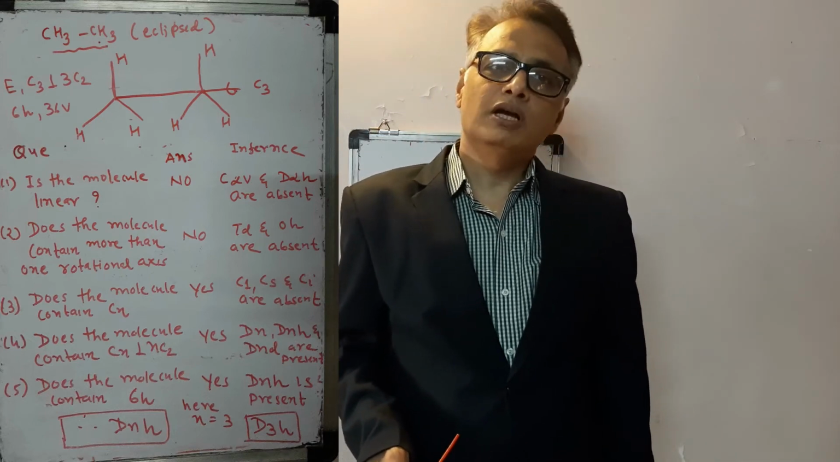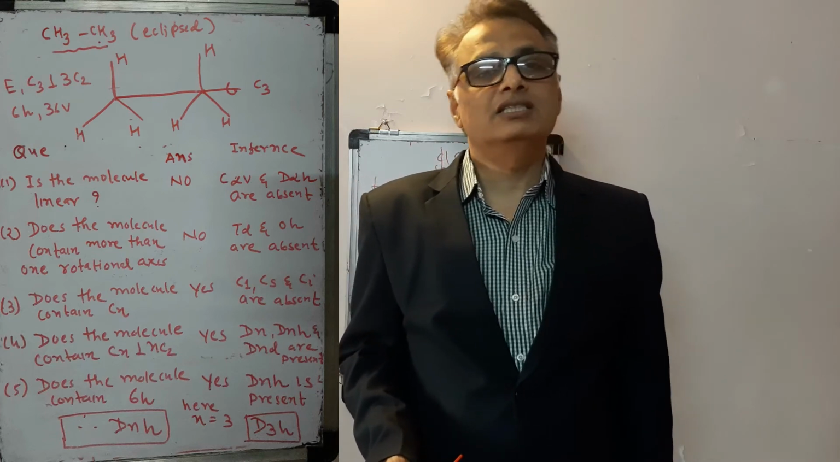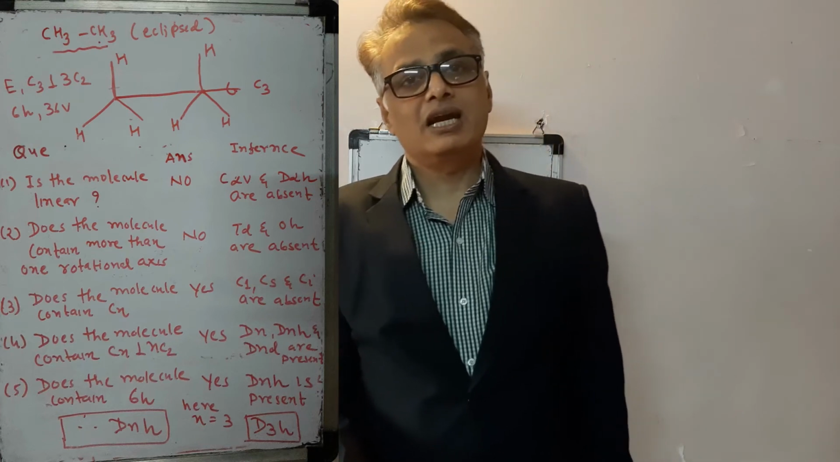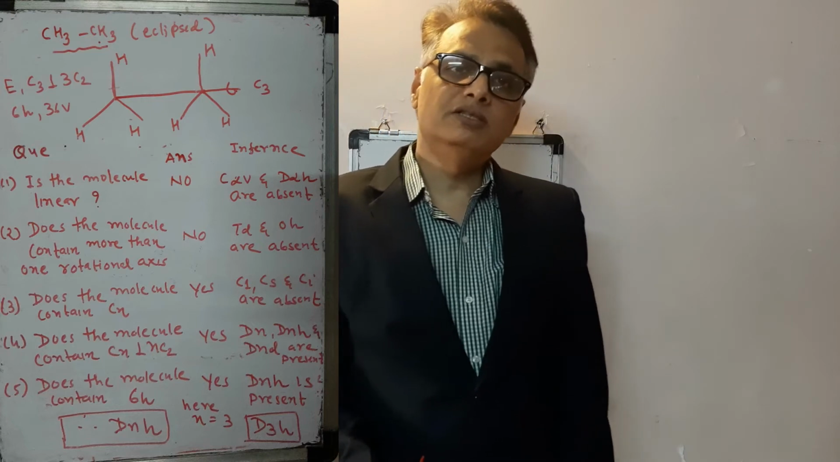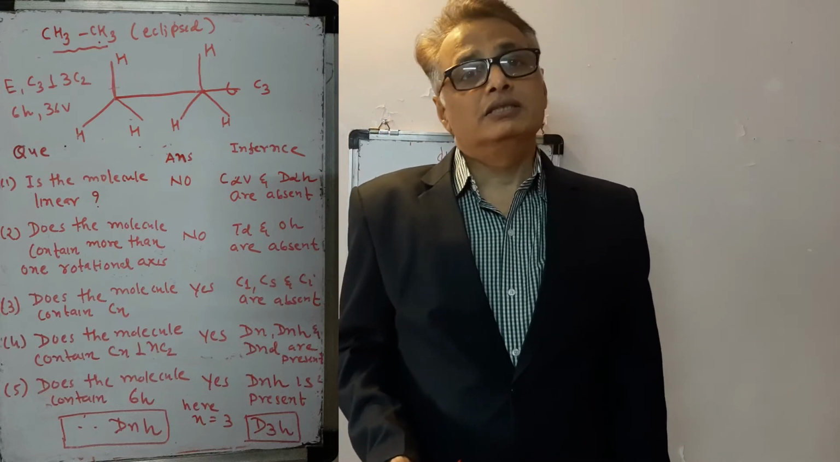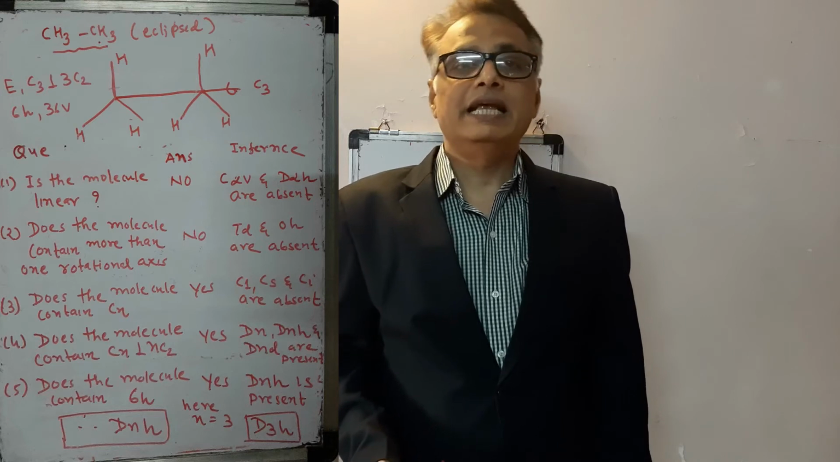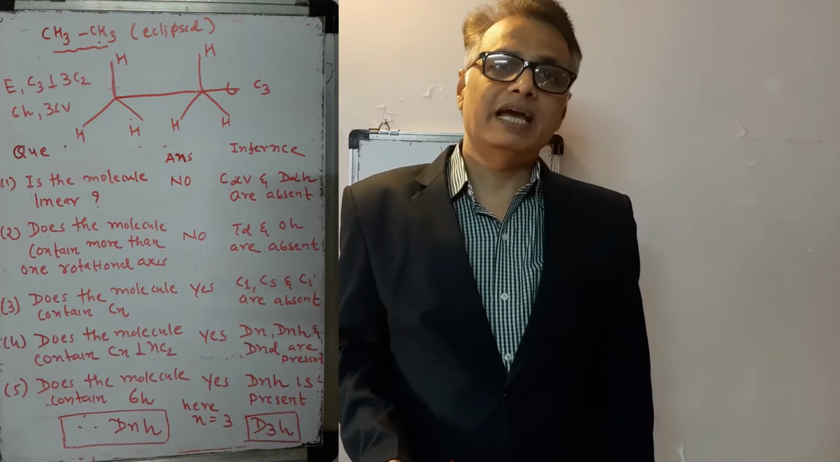Does the molecule contain more than one rotational axis? Answer is no, that means tetrahedral and octahedral are absent. Does the molecule contain Cn axis? Answer is yes, that means C1, Cs and Ci are absent.